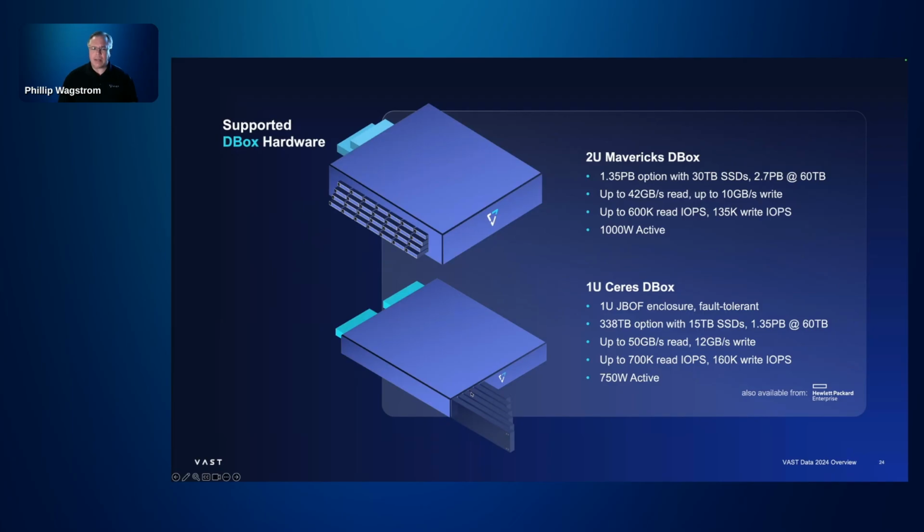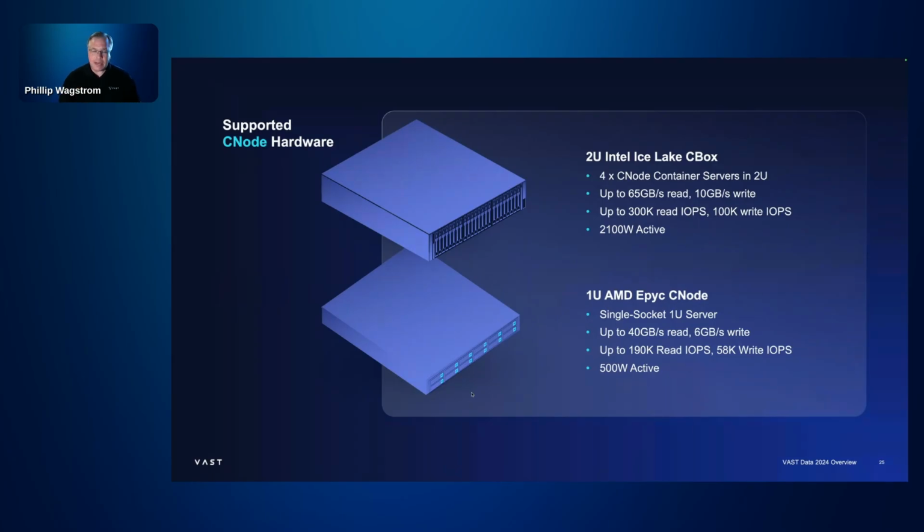The Series style D-box uses a ruler form factor SSD. If you haven't seen these, they are about this wide, and they wind up being about this long. They're much longer and narrower. The Series style D-box holds half as many SSDs as the Mavericks does, but it's also one rack unit rather than two rack units. So you can do the math there for the capacity.